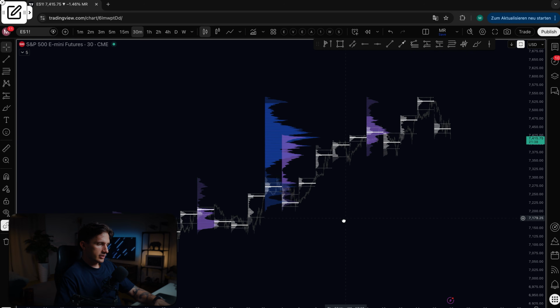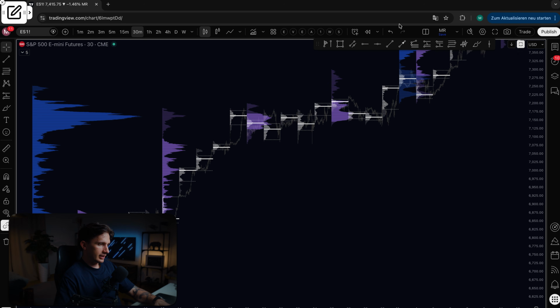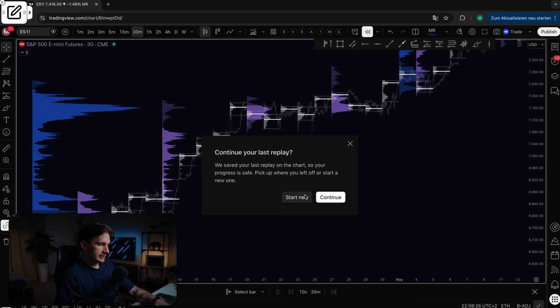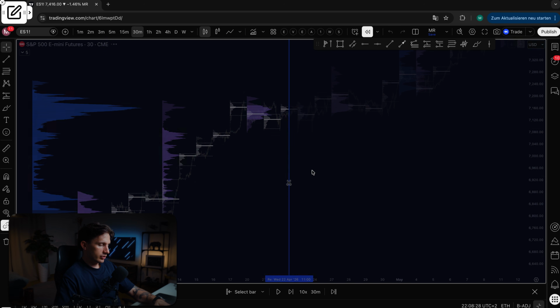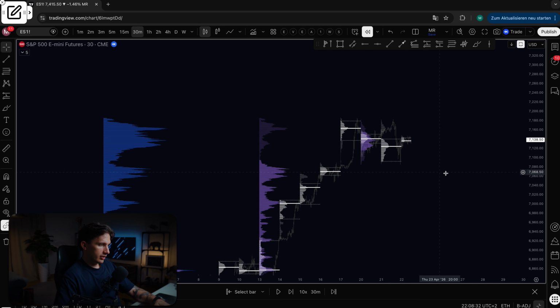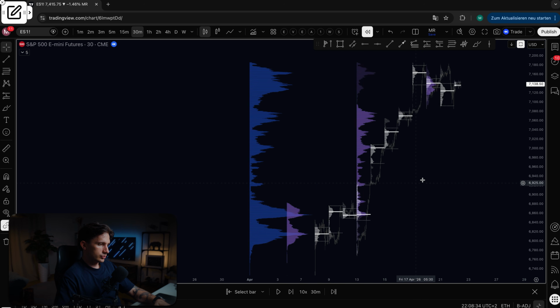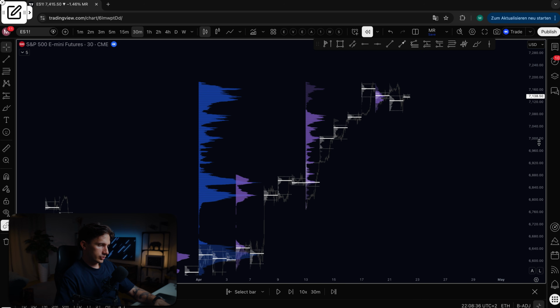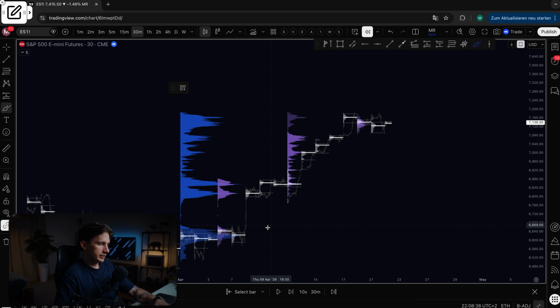So let's get a random example in. Let's go to the bar replay and say we are just looking for a trade setup. Now what we are doing is zooming out and watching out for the bigger picture. The bigger picture is clearly to the upward side, right?